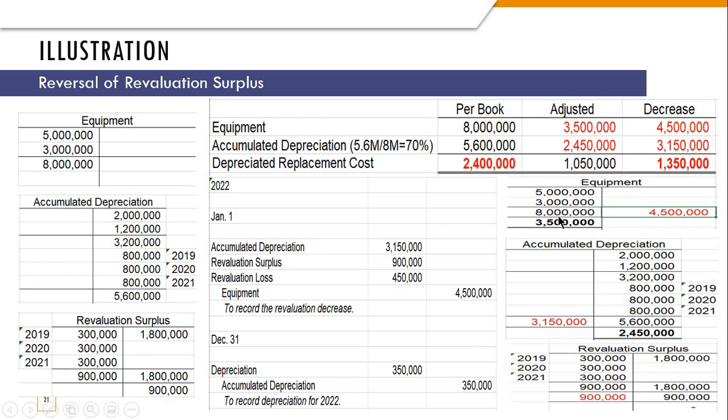Pagka December 31, yung depreciation natin is based on 350,000. Okay? So that's the 1,350,000 divided by, okay, again yung depreciation natin for December 31, 2022 would be 1,050,000, the revalued amount, divided by the remaining life, di ba? 70 years na yung age ng asset. So 10 years minus 7 years, that's 3 years. So may 3 years na lang na naiwan na useful life ng asset. So 1,050,000 divided by 3 years, so the depreciation would be 350,000 each year. That's 350,000 of depreciation on December 31, 2022. Ayan.